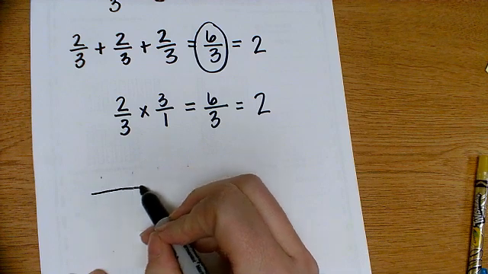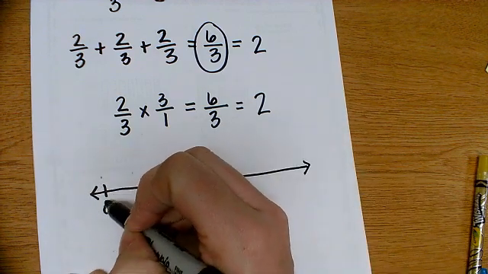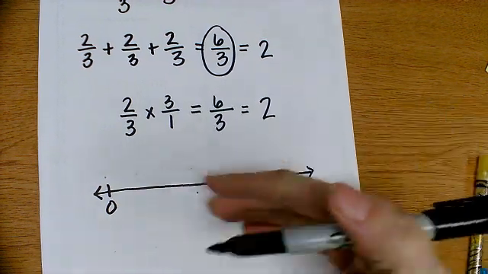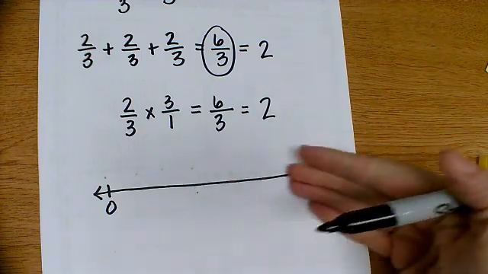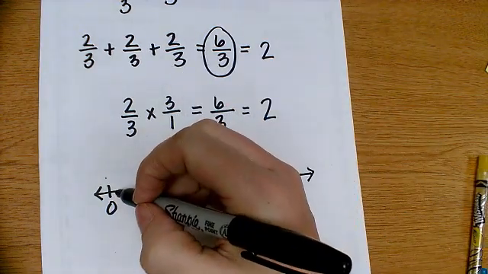Again, you're going to have to be able to model this. So let's do a number line. It's an open number line, so we're just going to have our first benchmark start at 0, and we don't need to put in our tick marks or benchmarks here. So again, I'm going to take 3 jumps of 2/3.